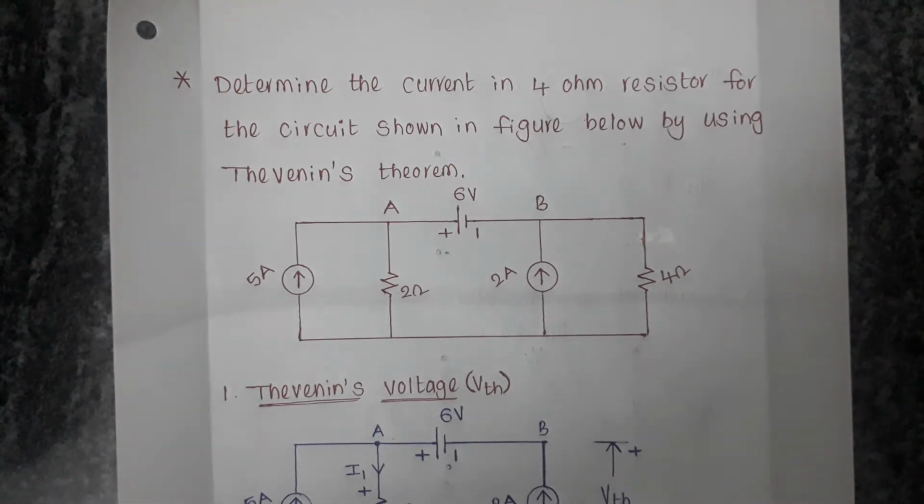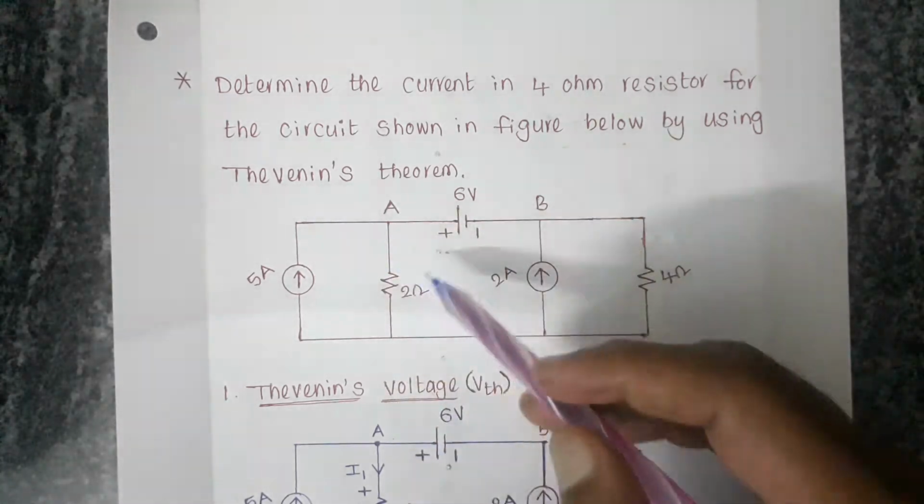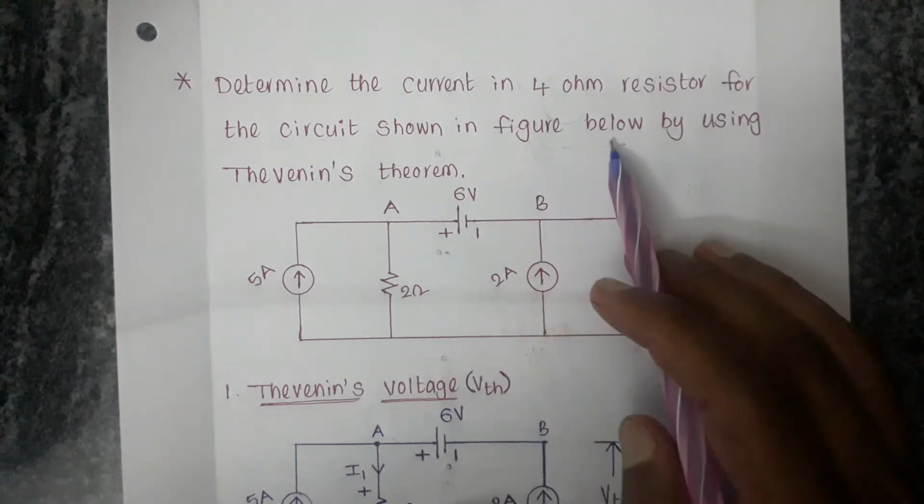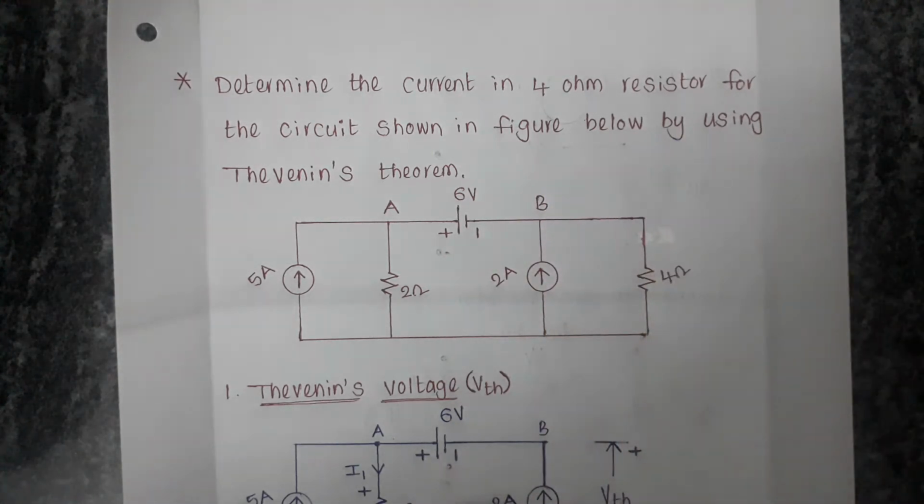So in this video I am going to discuss a problem on Thevenin's theorem. So this is the problem. Determine the current in the 4 ohm resistor for the circuit shown in the figure below by using Thevenin's theorem. And in this circuit there are 3 independent sources.